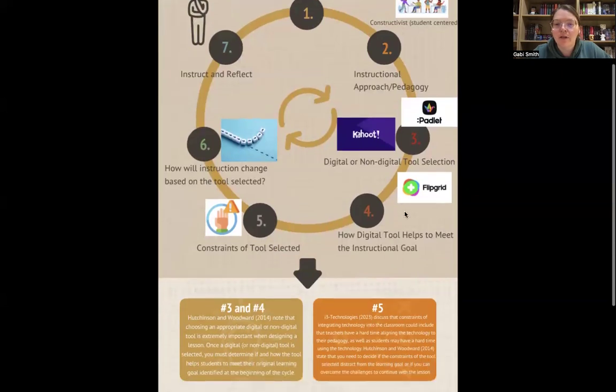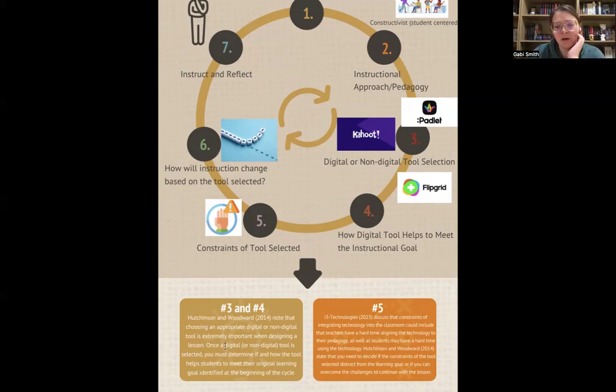And then also number 4 is you have to consider how the digital tool helps to meet the instructional goal. I found this to be incredibly profound, something that I had not considered before. And I think for a lot of educators, we're told to pick a digital tool that will work for our lesson, but the connection has never been made to me that it has to meet the instructional goal, which I think you think about naturally on your own, but it's not anything that's been explicitly told to me. So I thought that was a really important piece from this article.